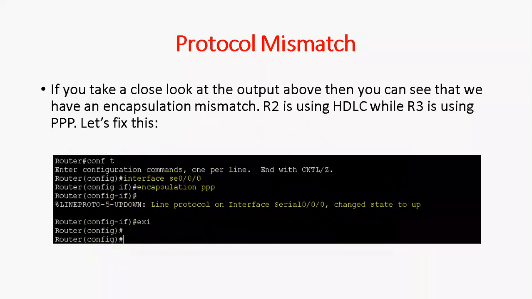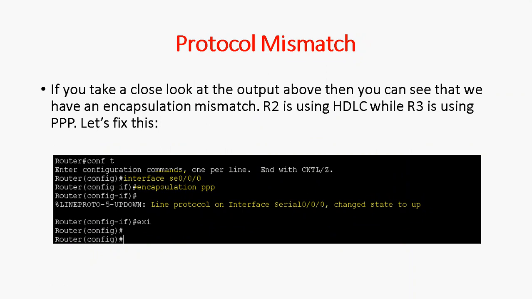So on R2, I'm changing the WAN protocol from HDLC to PPP. The syntax for changing the WAN protocol is to go to the particular serial interface and give the encapsulation keyword followed by the protocol you want, PPP or HDLC. On the R2 router I'm changing the WAN protocol from HDLC to PPP, so I'm giving encapsulation ppp.